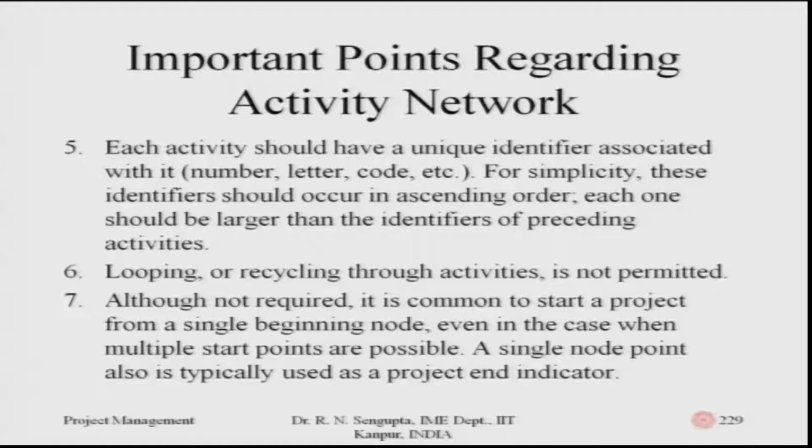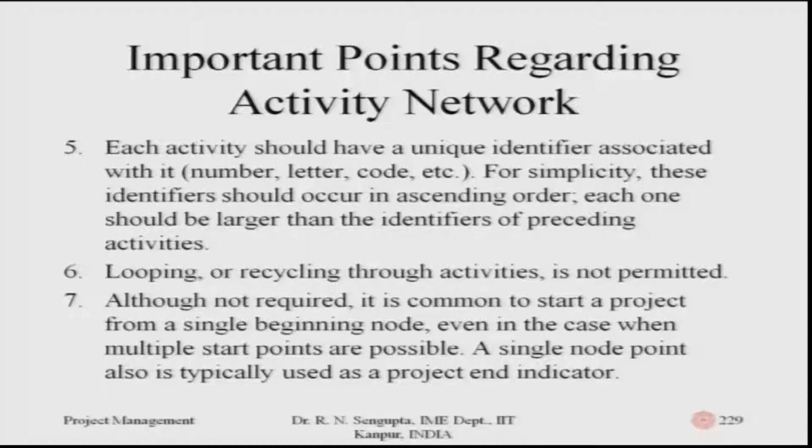For simplicity, this identifier should occur in ascending order. Each one should be larger than the identifiers of the preceding activities. So as we write down the numbers in column format, the least should be on the top and they should go down as we go in the logical sense below. Looping or recycling through activities is not permitted.